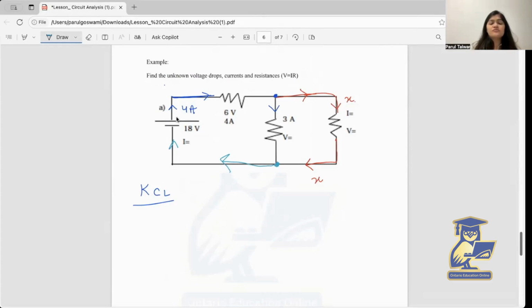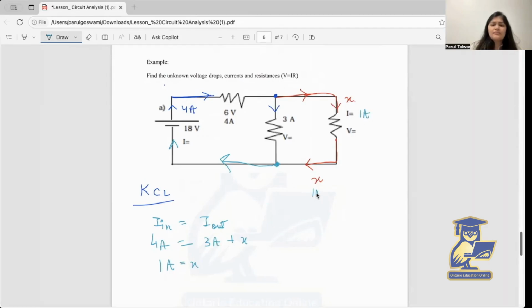Now let's see, this is 4 ampere of current. So incoming current is 4 ampere, which will be equal to the outgoing current. At this junction, what would be the outgoing current? 3 ampere, plus we do not know the other outgoing current, which we call X. So I can write 3 ampere plus X. So clearly the unknown current would be 1 ampere on solving. So we got this value of current, which is 1 ampere.